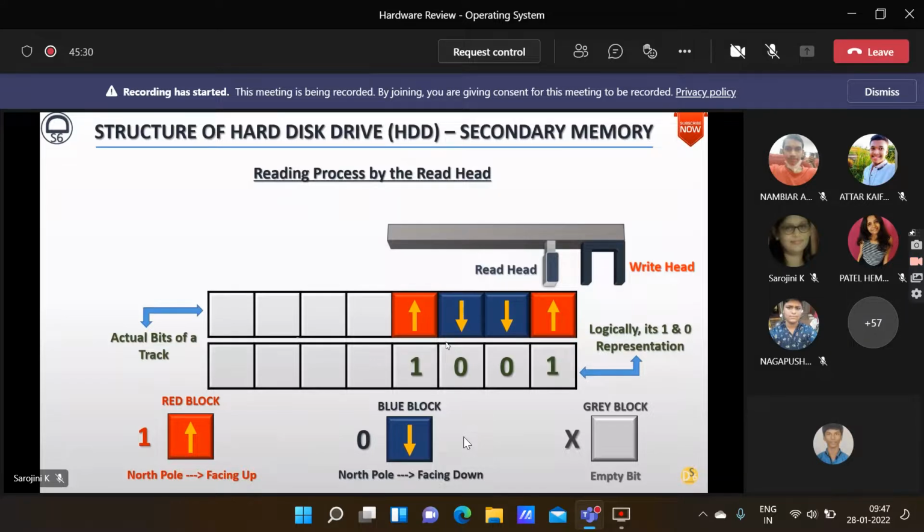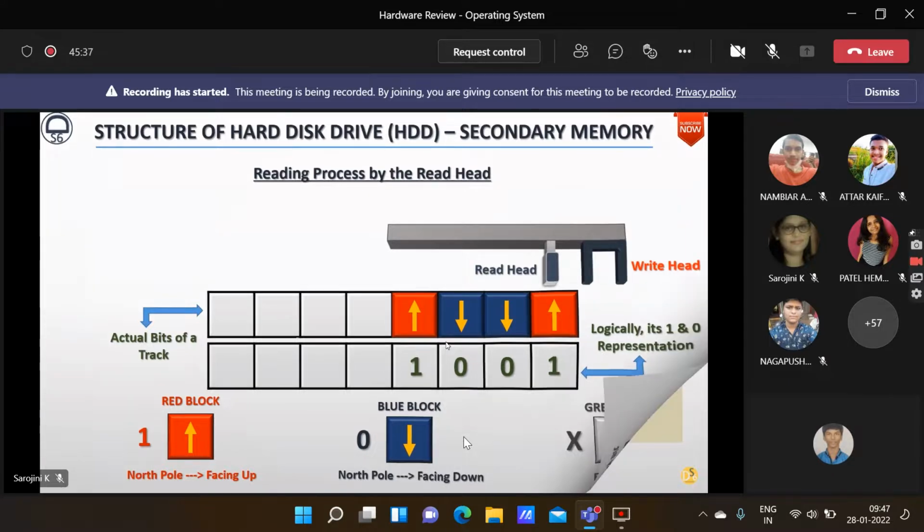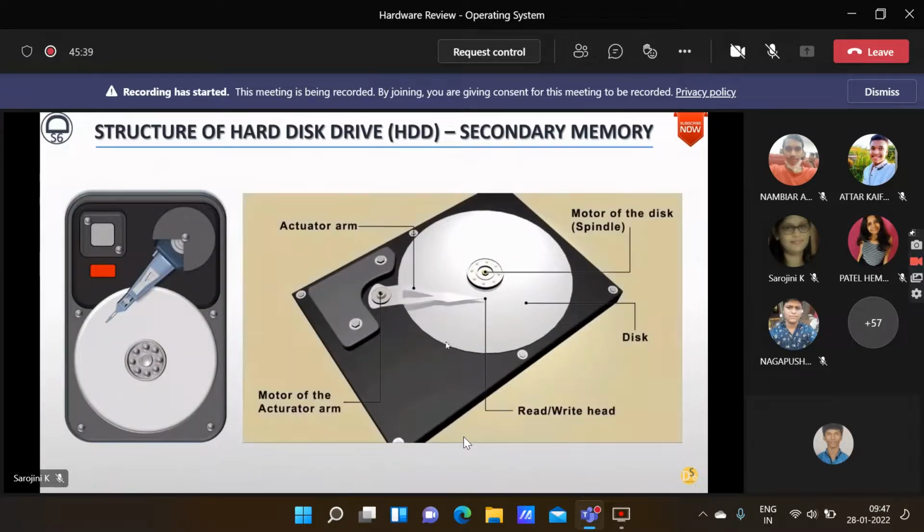Therefore, I guess you have understood the process of reading by the read head. A hard drive, as a whole, looks like this.